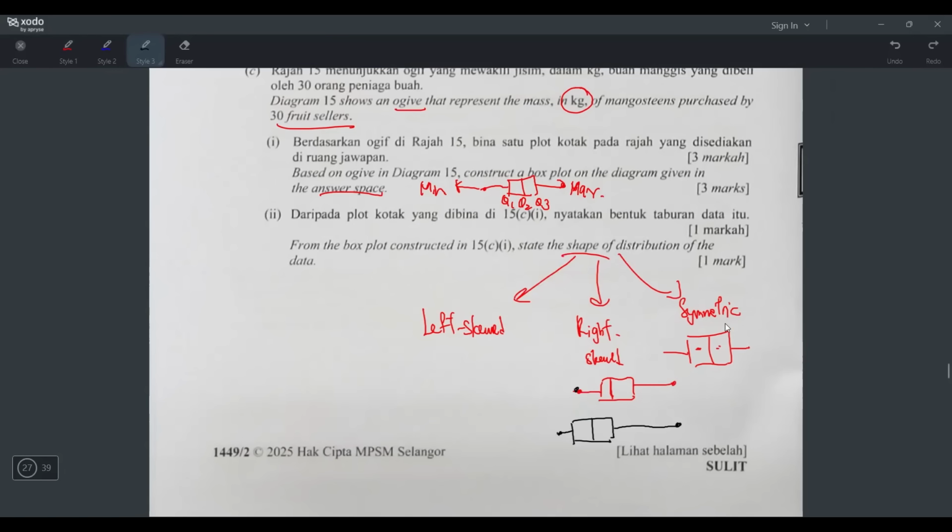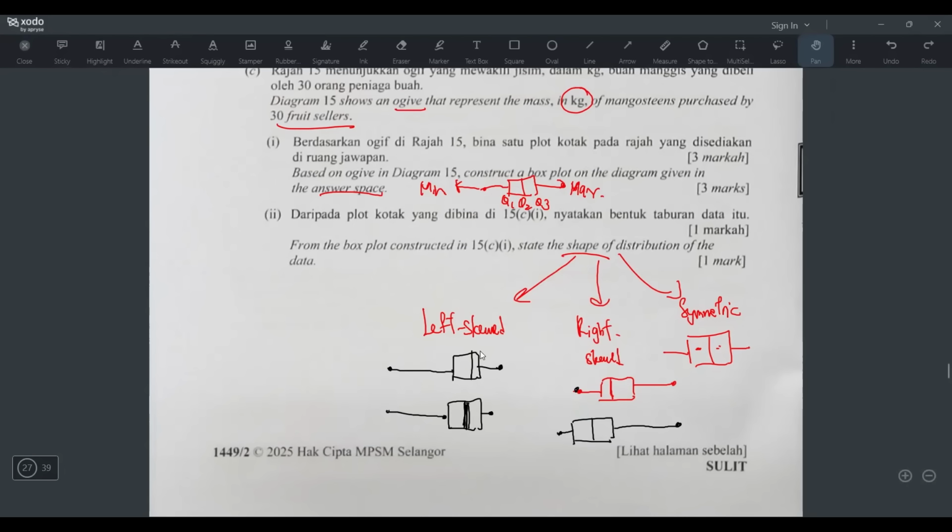So I repeat one more time. Symmetric is when both boxes same size and then both lines also same size. But right skewed is when the right side of the box is bigger, or if it's equal size, the right side of the line bigger, that one also right skewed. And then left skewed is when the left side of the box is bigger, or you can say both sides of the box same size, but the left side of the line is longer. That one is also left skewed.